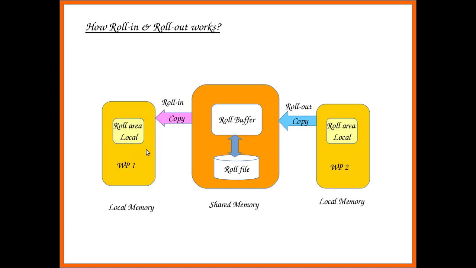Once it is finished, the current context of that user is copied back to the roll buffer, and it is written into the roll file also. So this is roll in and this is roll out. Roll out means the work process is freed to execute another process, another user's program.